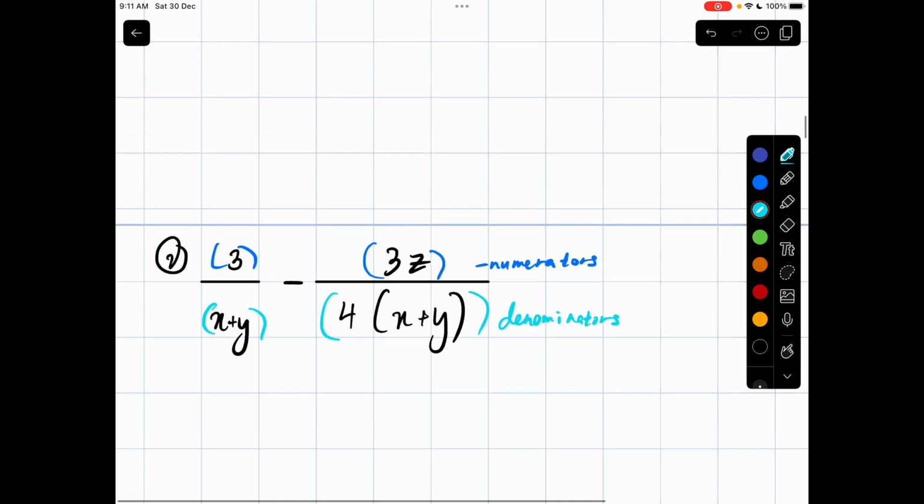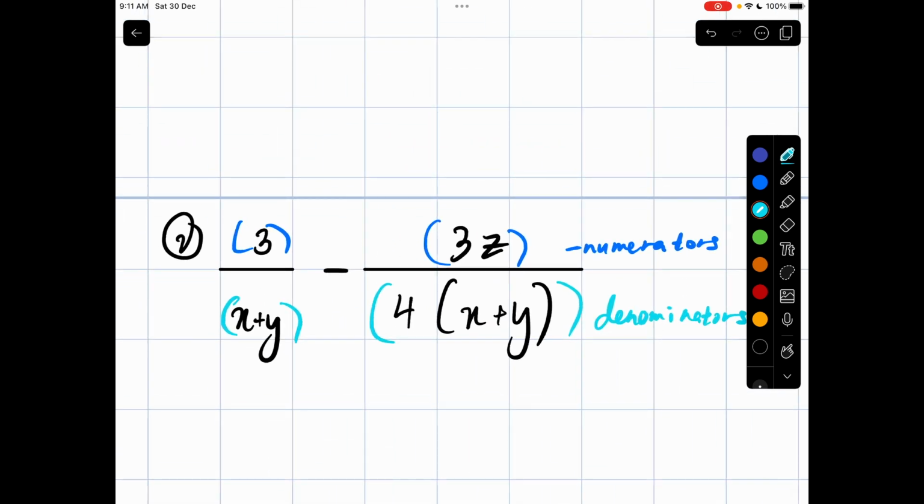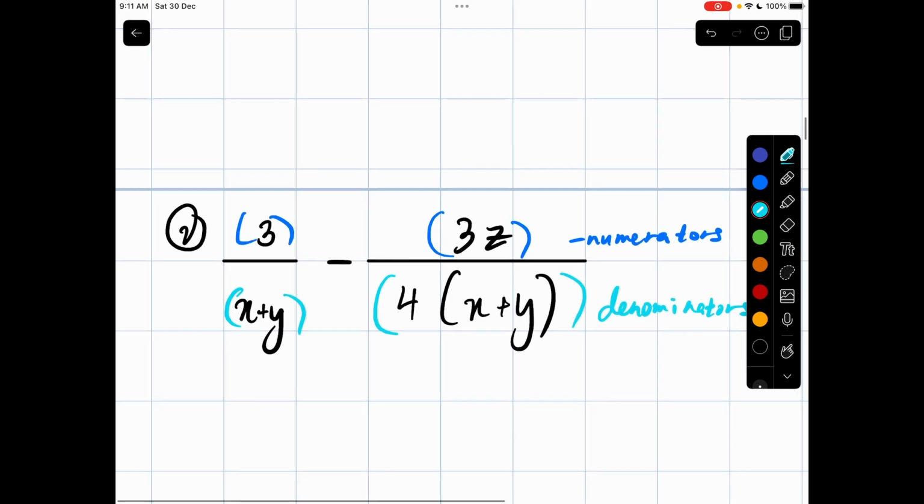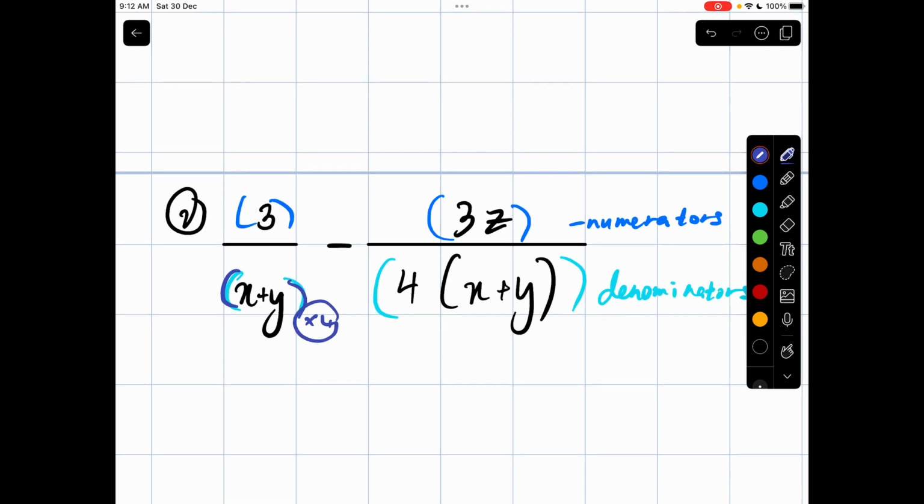So as you can see, we have x plus y and 4 times x plus y. So the easiest way to make them both equal to each other is to multiply this whole thing by 4. X plus y times 4, we will get 4 times x plus y. That's the goal here. So when you times 4 to the denominator, it's important to do the same to the numerator, because they are like one family. And if you make a change to one of them, it's necessary for you to make the same change to the other members of the family. So you have x plus y and you multiply them by 4. Then you have 3 times 4.